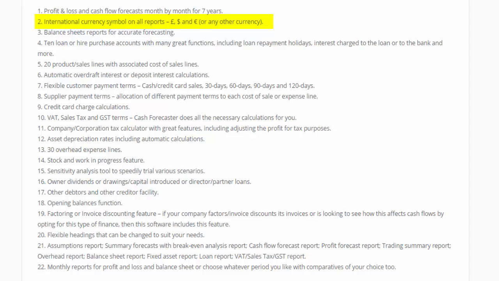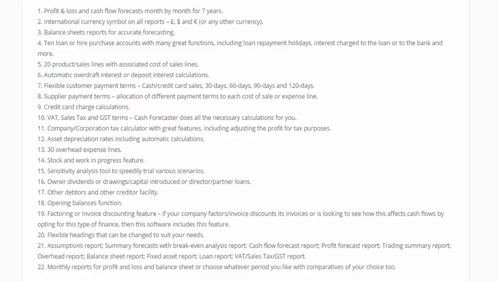It's set up for international currency. It defaults to the UK sterling or the pound sign, but you can easily change this to dollars or euros or whatever currency symbol you have within your country, as we do have users around the globe using Cash Forecaster software.